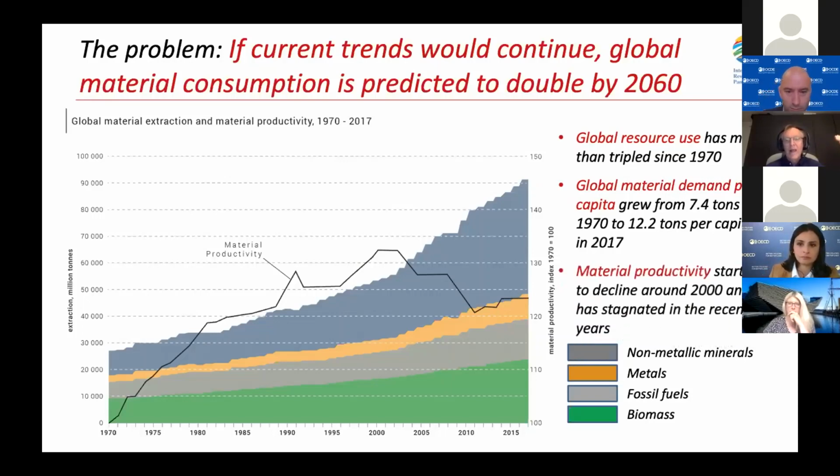And finally, that material productivity, which is the measurement which we are normally using, expressing the efficiency of the use of materials per unit of GDP, which is naturally growing in all countries, was on a global level growing till the year 2000 and then started to decline and to stagnate in the last years. Why so?